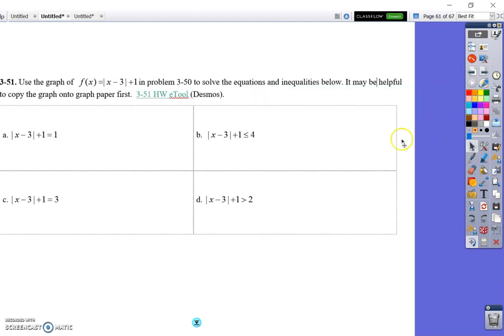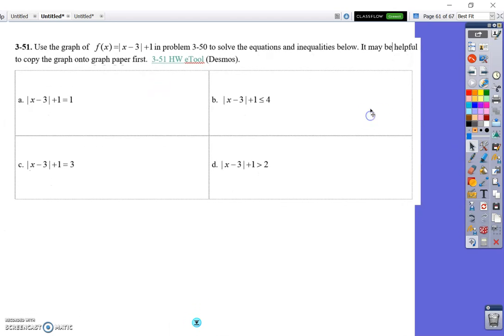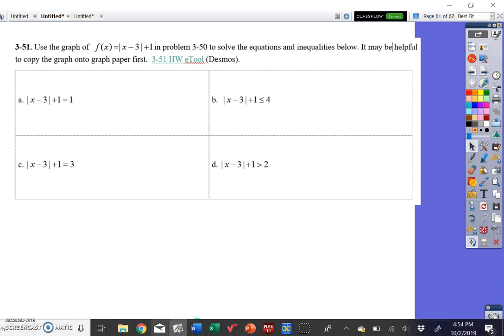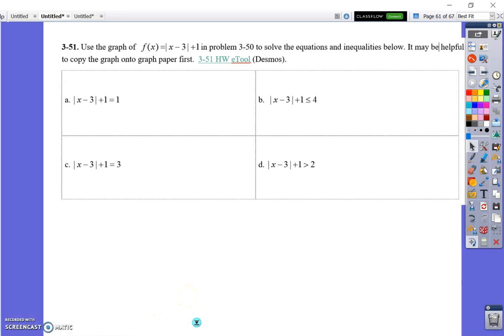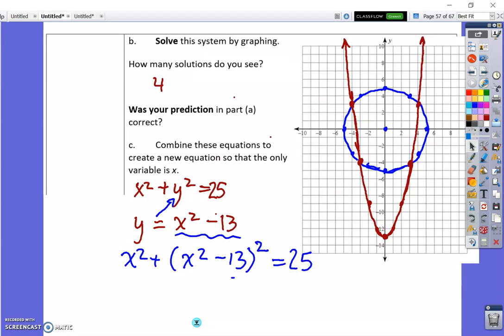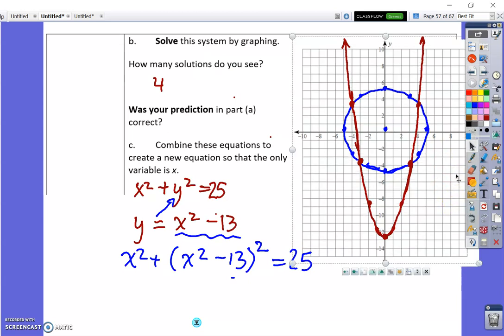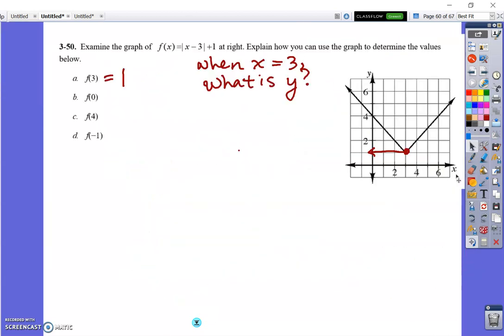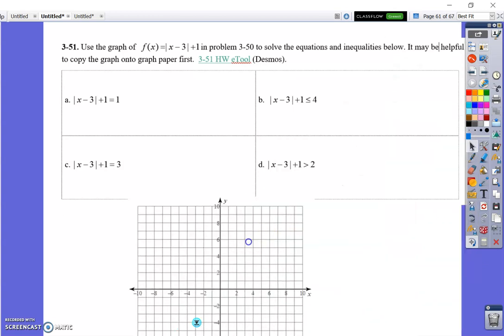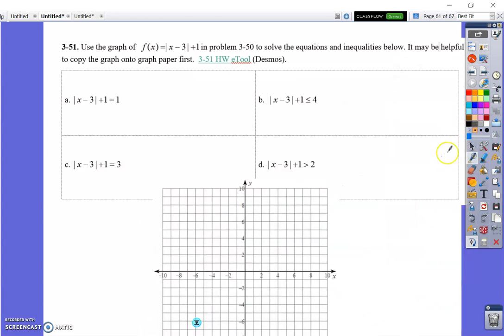Use the graph that we just talked about to solve the equations and inequalities below. All of these use the graph we talked about. The idea is to look at the graph or copy it onto graph paper first. I'm going to grab that graph paper from earlier that I made right here so I can have the graph on my page. And so (3, 1) is my vertex. Nothing weird about the slope.